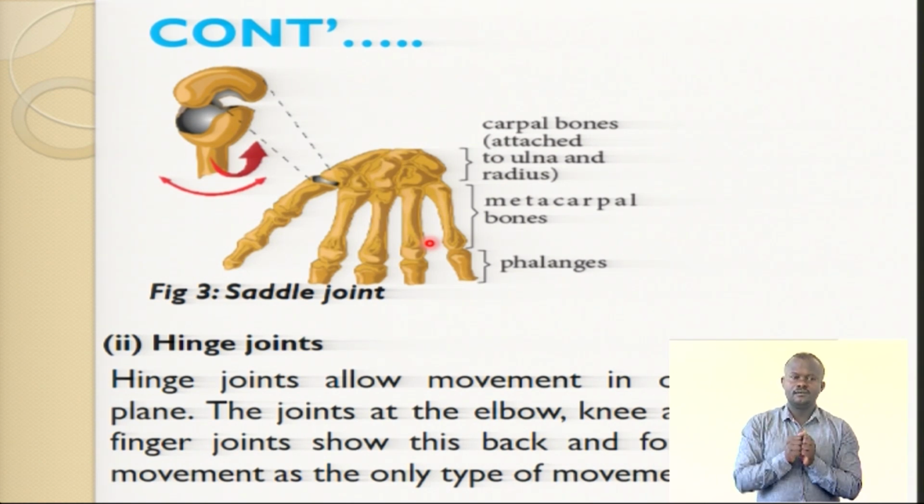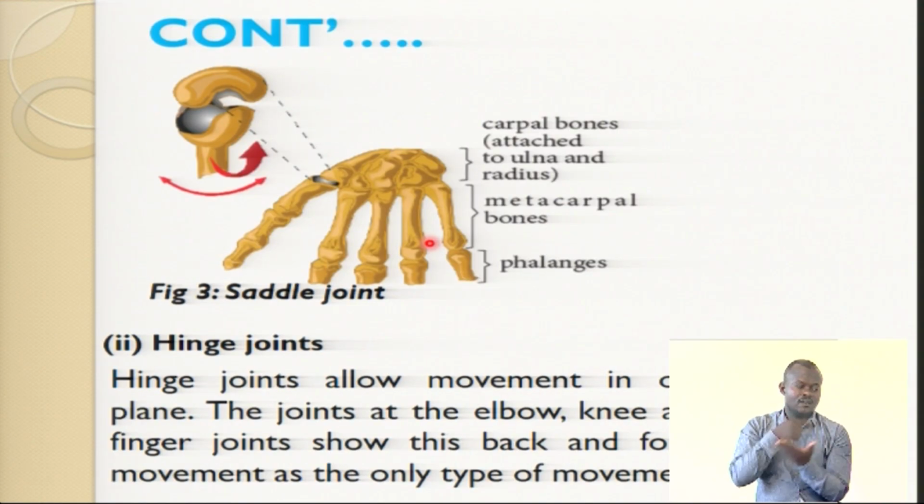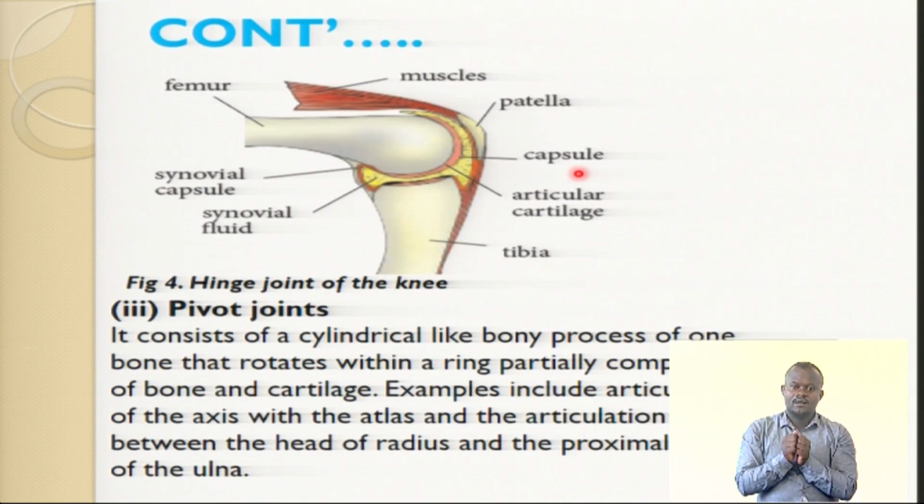Hinge joints allow movement in one plane. The joints in the elbow, the knee, and finger joints show this back and forth movement. As I'm trying to show you, this is the diagram that shows these joints. So let's have that diagram.